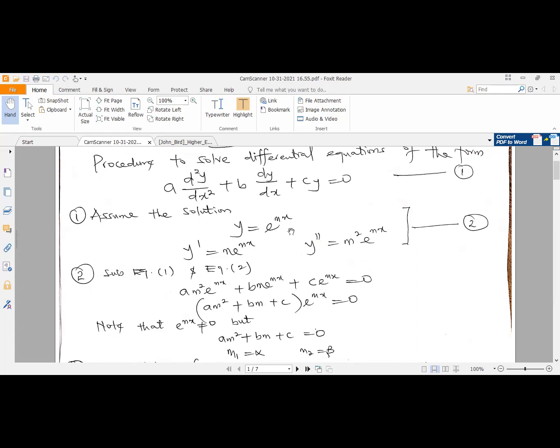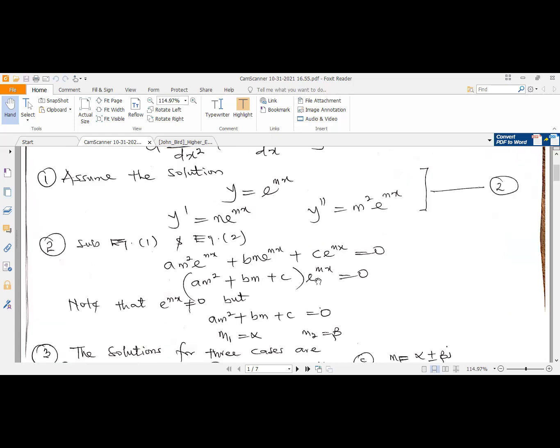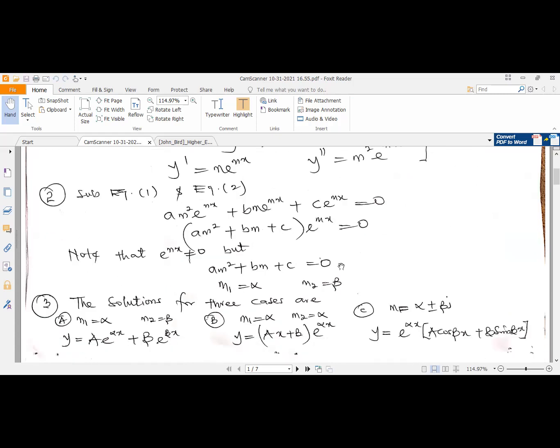Now if you assume exponential mx, then you differentiate twice because you are solving a second order ordinary differential equation. Then you substitute into the problem, then you factorize. And when you factorize, you notice that exponential mx is the solution we assumed. So the solution we assume can never be 0. Definitely it is the multiplier that is 0. So we say exponential mx is not 0, but the coefficient, which is am squared plus bm plus c, is equal to 0.